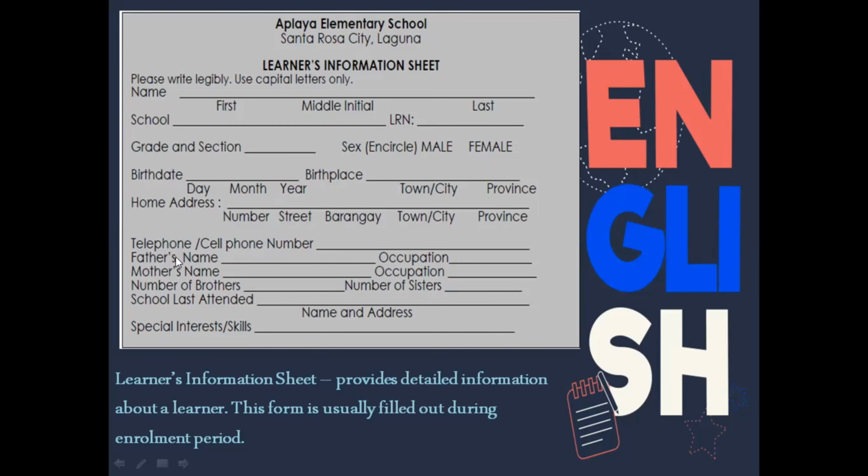So, just like the learner's information sheet, this co-curricular application form asks for your name, your school, your LRN or learner's reference number, your grade and section, your gender, your birth date, your birthplace, your address, and your telephone or cell phone number, and what club you wish to join.